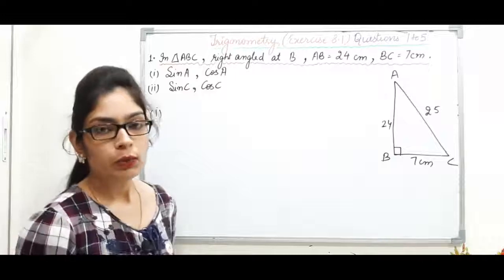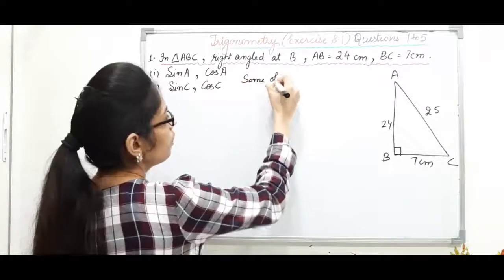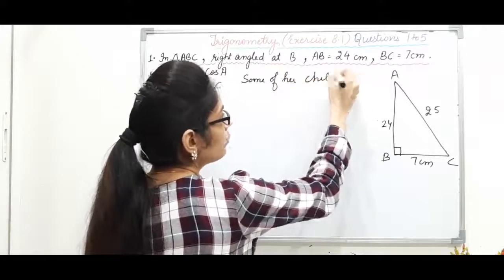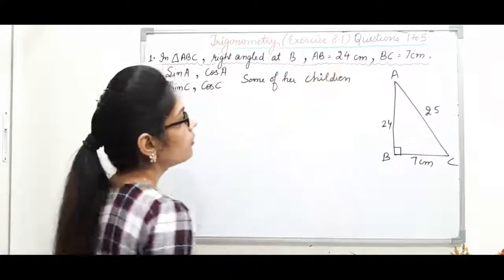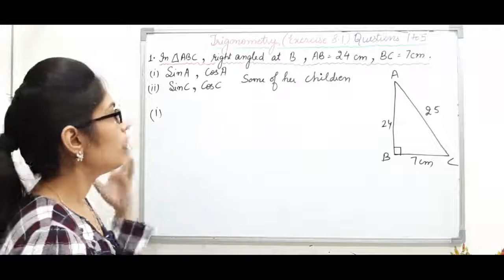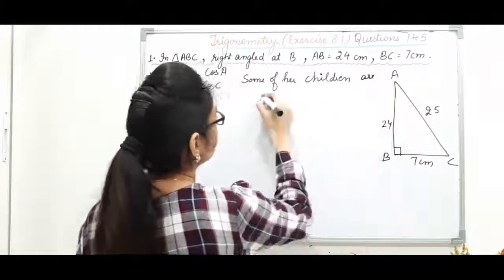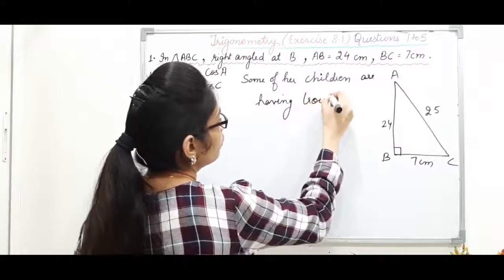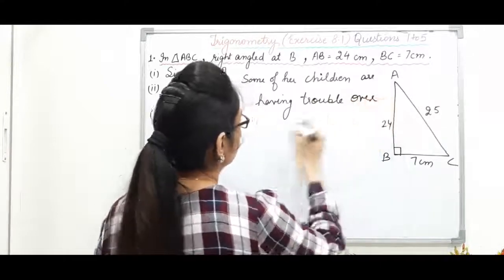I have given you one mnemonic, I will write it down over here: Some of our children are having trouble over algebra. I know the values of all the trigonometric ratios, but you can just refer to this mnemonic and you should know what the value of sine and cos is.